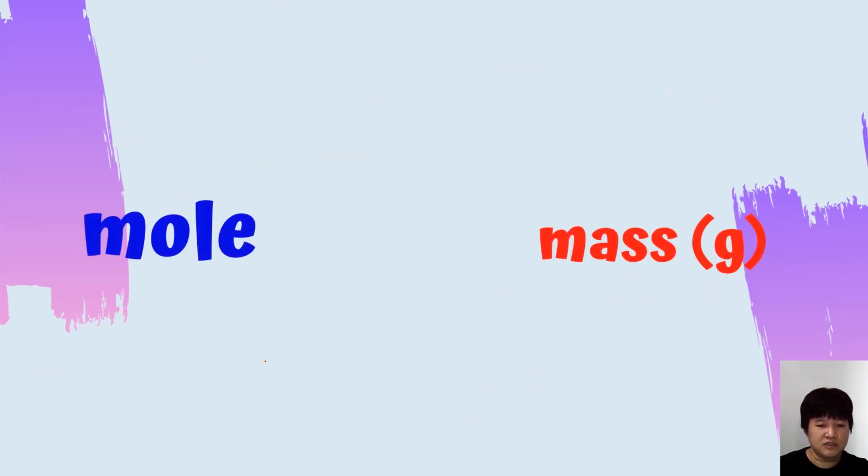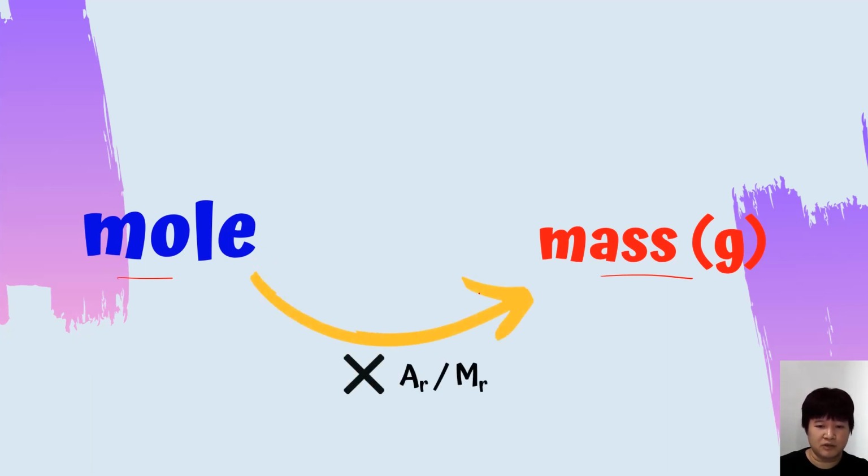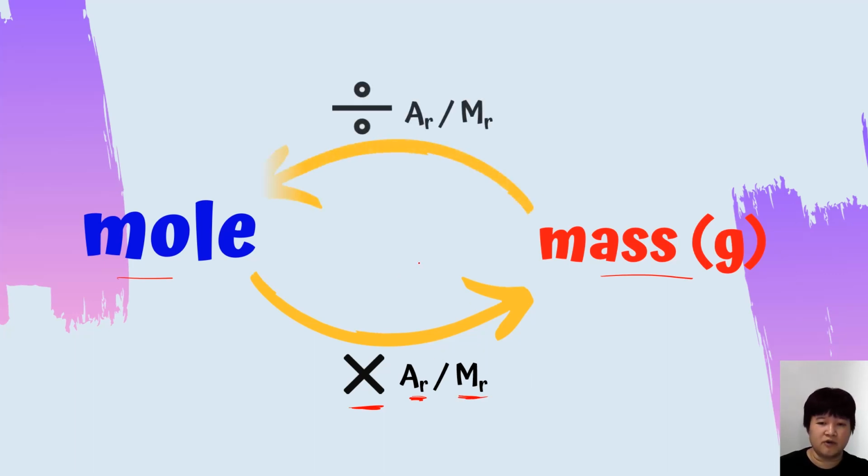The second conversion that we will look into is the number of mole to mass. So the conversion definitely involves relative atomic mass and relative molecular mass. Changing from the mole to the mass, we will times with the relative atomic mass for atom or the relative molecular mass for molecule. Vice versa of it, changing from mass to the mole, we will divide with the relative atomic mass or relative molecular mass.